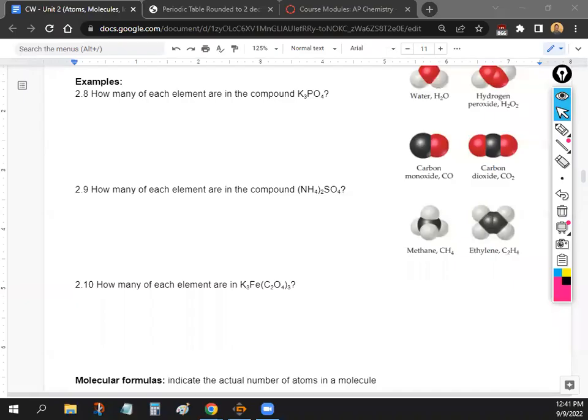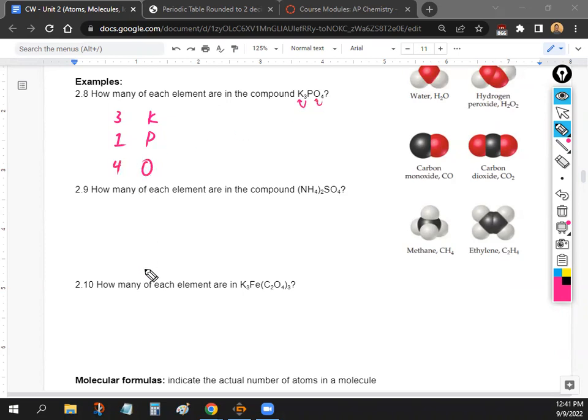Alrighty, guys, let's go over these. This should have been pretty simple. Just keep in mind that the subscript, the small number behind the element, tells you how many you have. There's a 3 behind the K, so you got 3 potassiums. There's no number behind the P, which means there's just 1 phosphorus. And for oxygen, there's 4 behind it, so there's 4 oxygens. Okay.